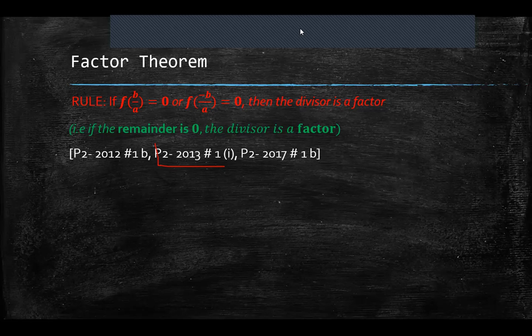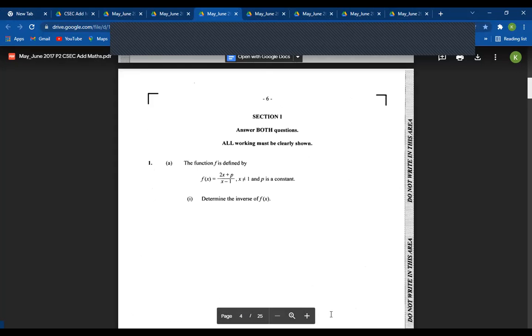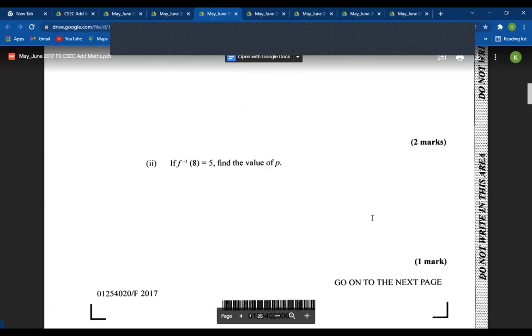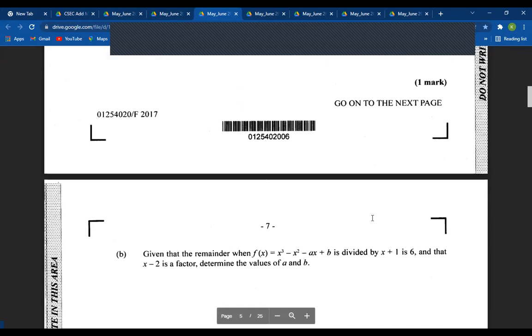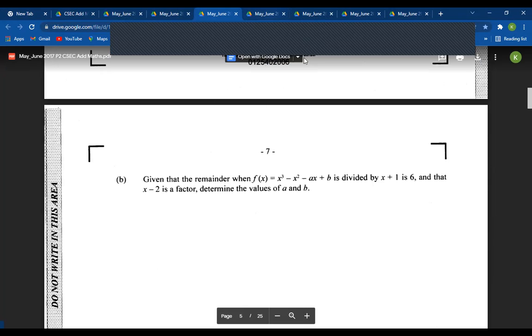2017, number 1, part B. Let's go. 2017, that's around here. Number 1, part B. Functions isn't on your syllabus anymore, so you're not required to learn it. But you still have it in math, right? It's still in your math syllabus, so that'll be good practice.